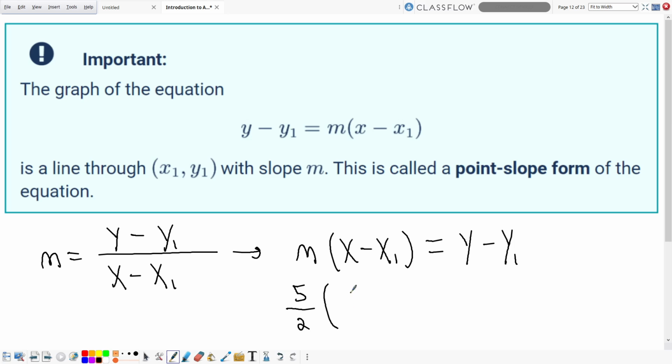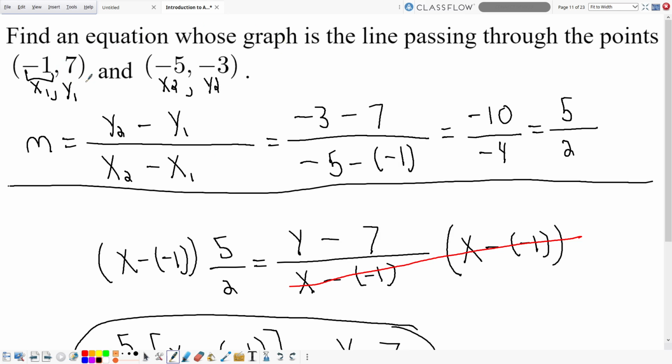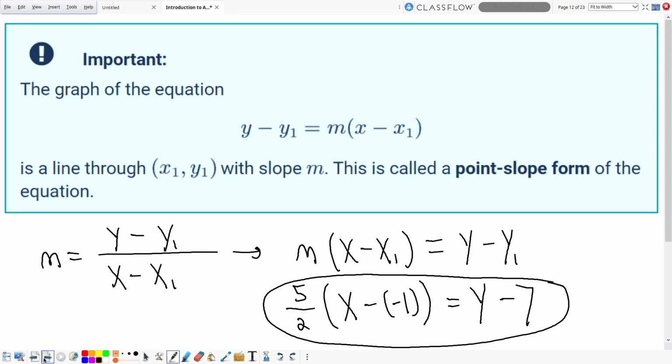5/2 times x minus, and remember x1 was -1. There I go, right into parentheses again, whatever. And then y minus 7. That was our point slope form answer. So this is a perfectly fine linear equation that passes through both of those points we wanted, -1, 7 and -5, -3. But point slope form is a little like meh.